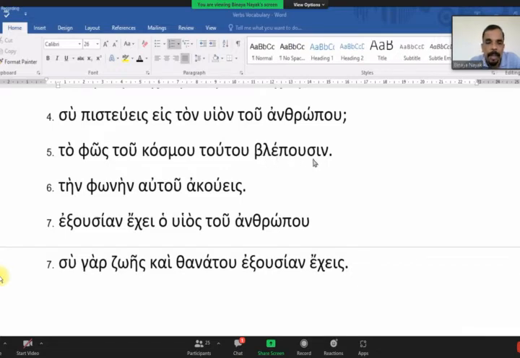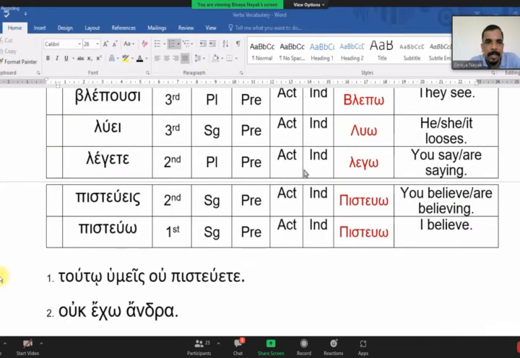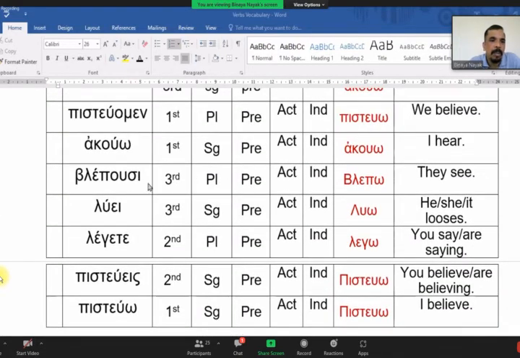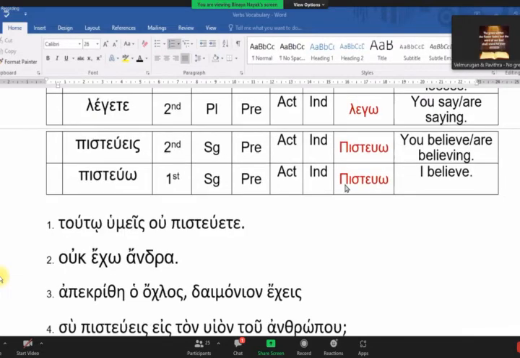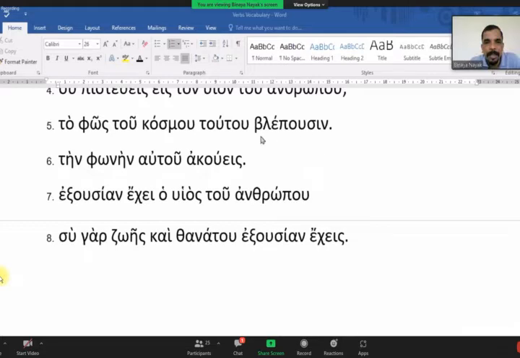Blepo means what? We had an exercise here, blepo. What does this mean? See. So how will you translate this one? Blepusin, okay, they see. So can you say what is this? To phos. To means the article. Which gender is it? It's neuter. Neuter singular.